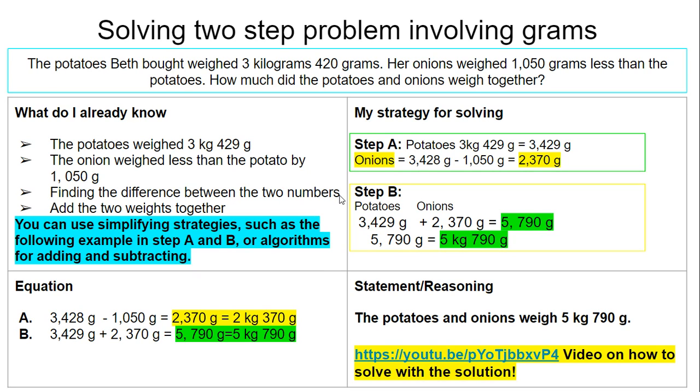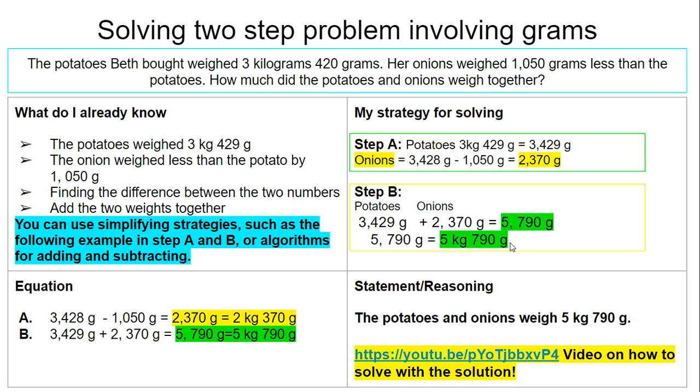I know I'm going to be finding the difference between the two numbers and then adding my weights together in the end. So my first step is to find what the onions weighed. So the potatoes I converted from 3 kilograms, 420 grams to 3,420 grams. To figure out what the onions weighed, I subtracted off the difference of what they weighed from the potatoes and got 2,370 grams. Then I'm going to add in step B, the potatoes weighing 3,420 grams, the onions weighing 2,370 grams for a total of 5,790 grams.